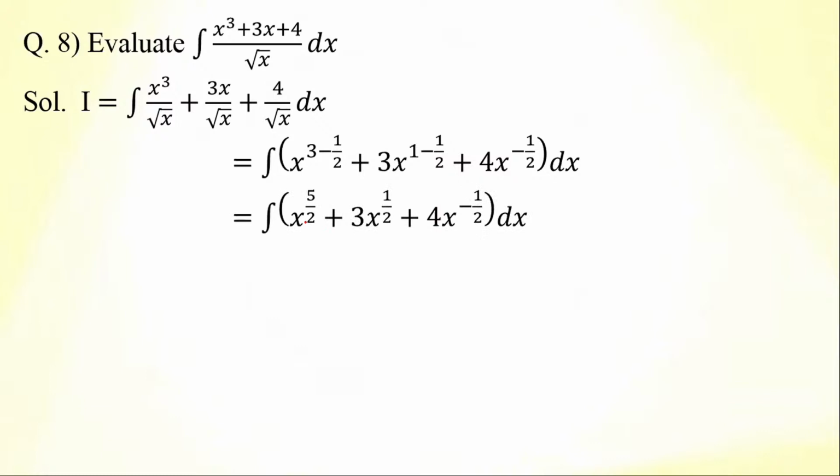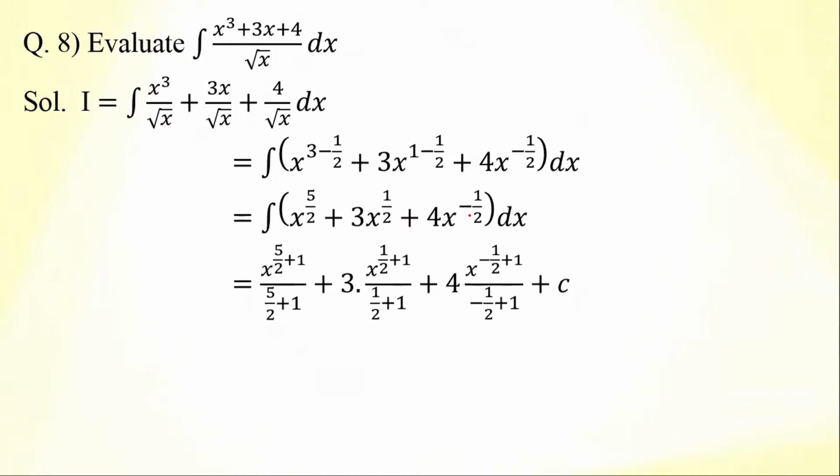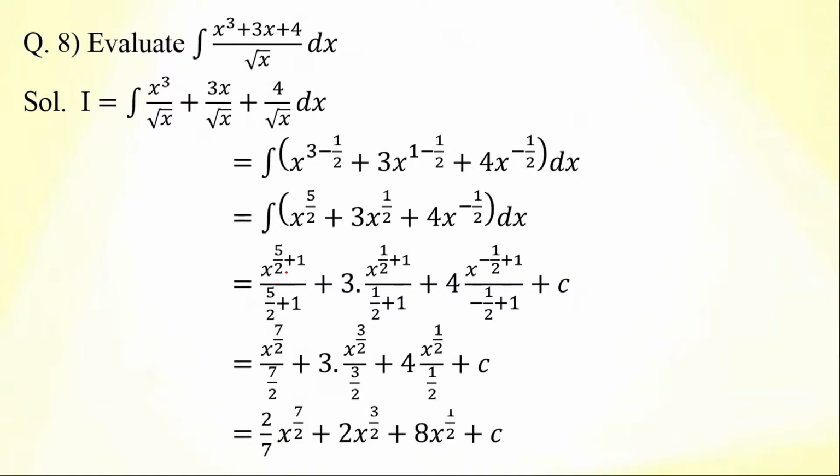So you will get x to the power 5 by 2, x to the power 1 by 2, x to the power minus half. Integrate them by using the formula: integral x raised to power n dx is x raised to power n plus 1 divided by n plus 1. And this will become the integration, the answer, and you adjust all the exponents and you can give your final answer like this.